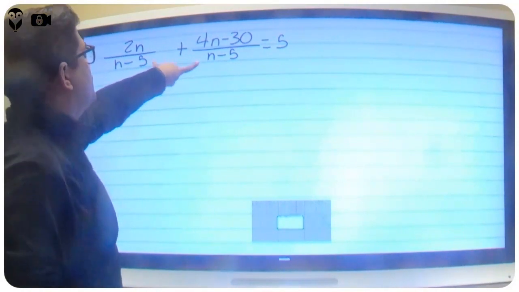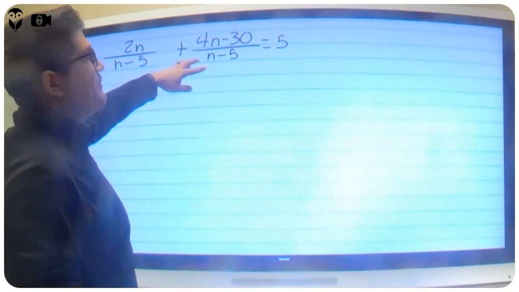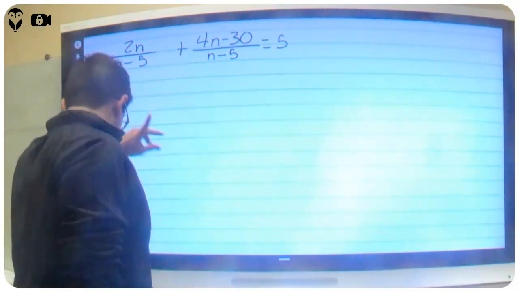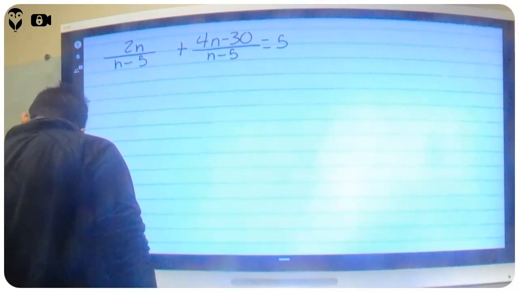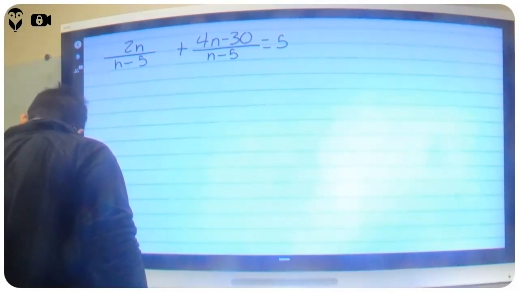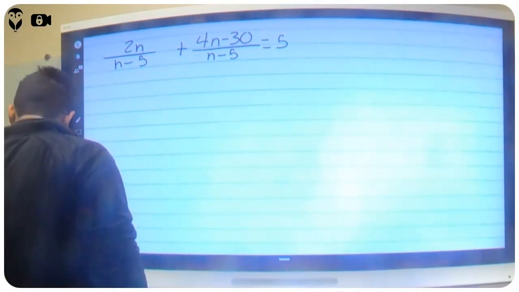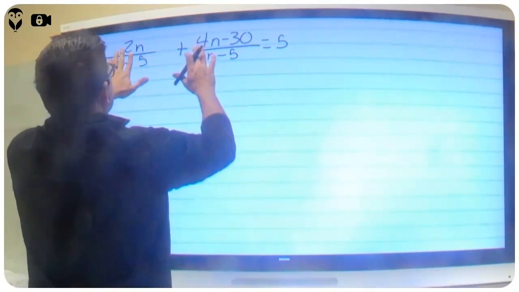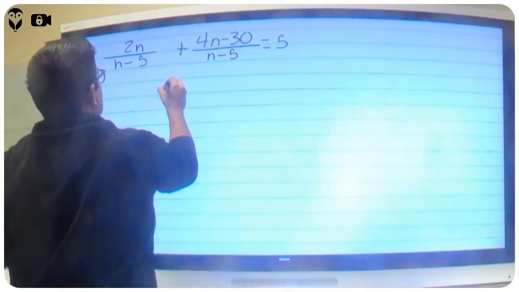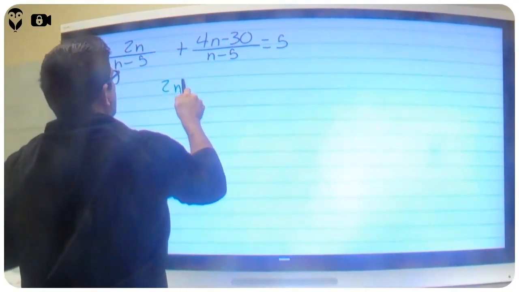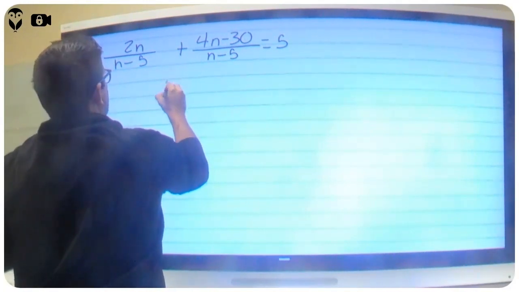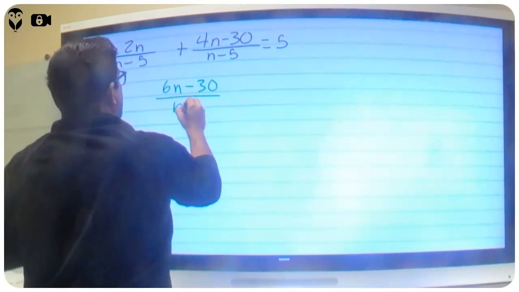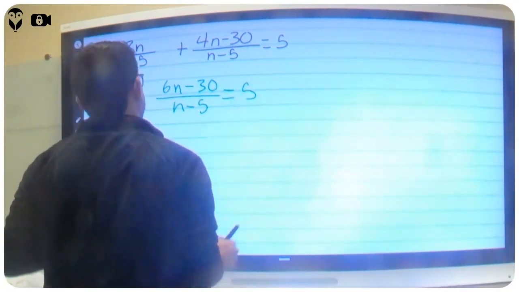So here the denominators are the same. If they weren't the same, then I would have to do what my students call the scissor multiplying to fix it. But right now, that is not the issue. I feel like I missed something on that question. I did miss something on that question. All right. So here the denominators are the same. So we can add the top. So the top is going to be 2n plus 4n, which is 6n, minus 30 divided by n minus 5 equals 5.